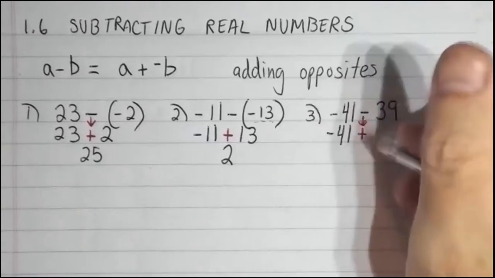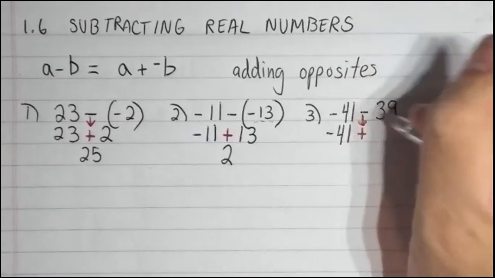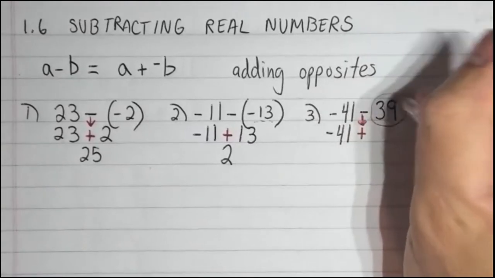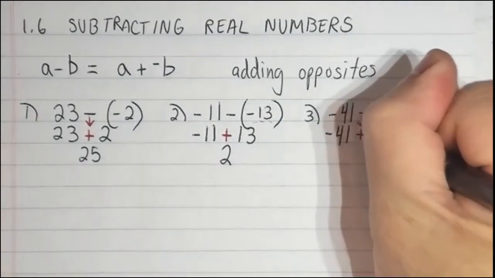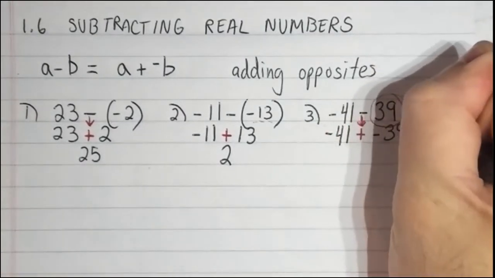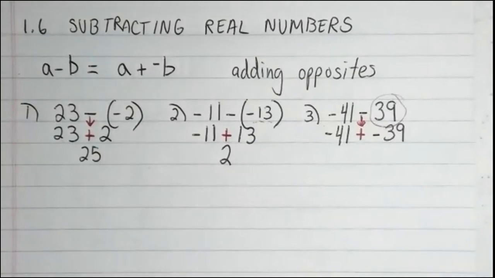Now, this is where you really got to be careful. What is the number following the subtraction sign? Okay, what is this number? That is a positive 39, right? So what is the opposite of positive 39? That would be a negative 39.